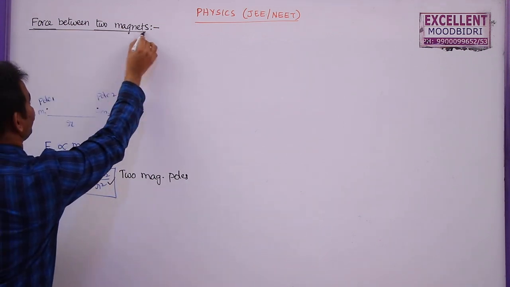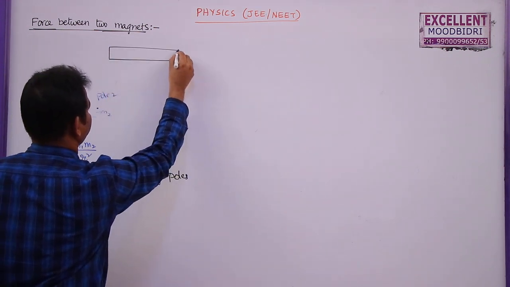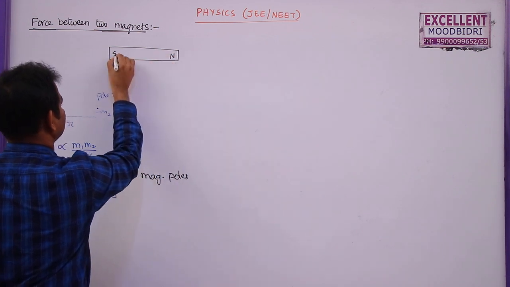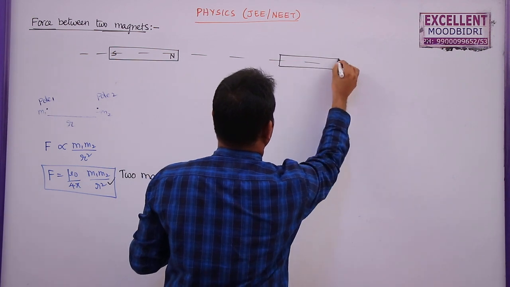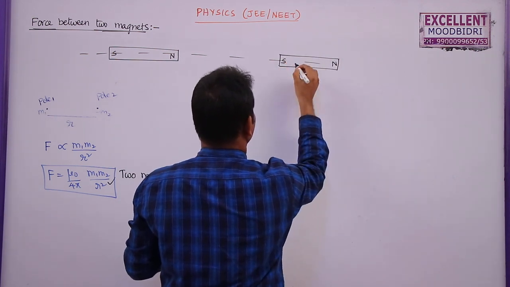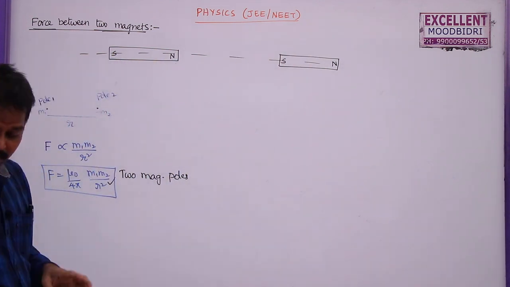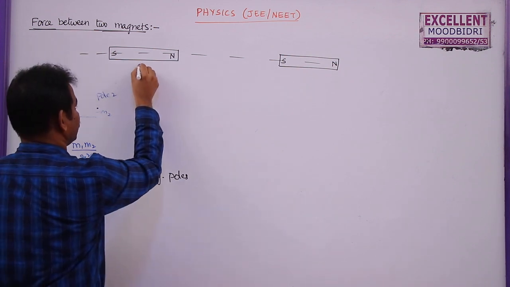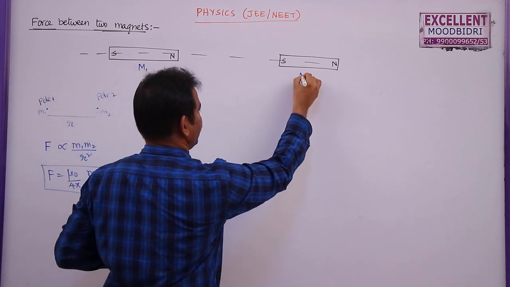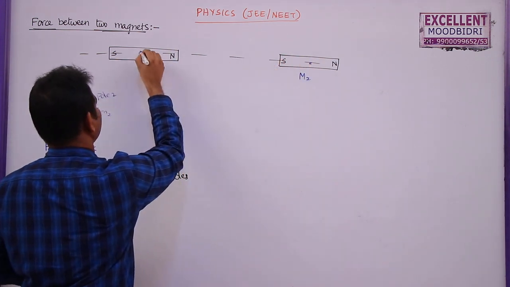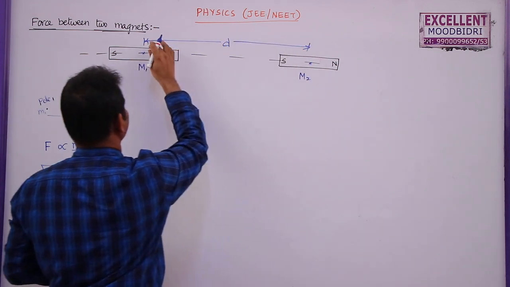Force between two magnets is given by... So here I am going to write, this is the first magnet, with north pole and south pole. This is the second magnet. Let us say this is north pole and south pole. The magnetic pole strength is not given, but directly the magnetic moment is given. Let me take this as m1, a bar magnet of moment m1. This is a bar magnet of moment m2, and these are the two centers, and the distance between these two is given by d. Center to center distance is d.